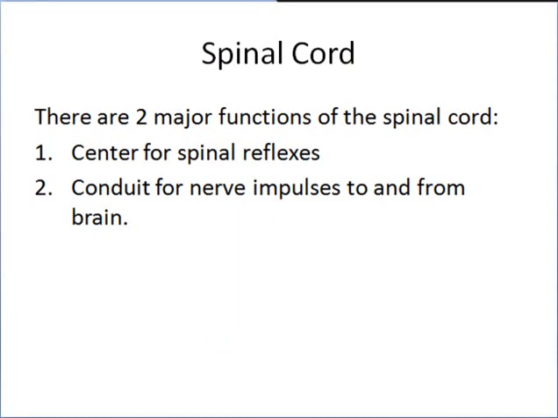Functions of the spinal cord. The spinal cord can relay impulses between the sensory system and the brain. So it moves information up and down, sensory information to the brain, motor information from the brain to effectors, which are muscles, organs, or glands. It also is a center for spinal reflexes. The reflexes occur in the spinal cord.